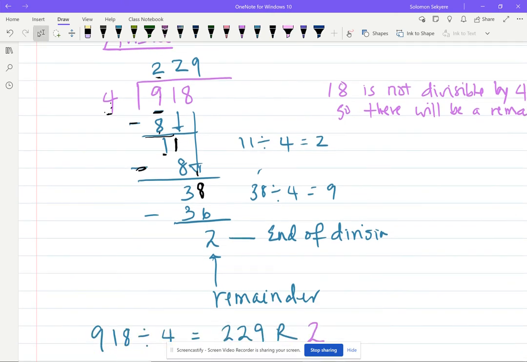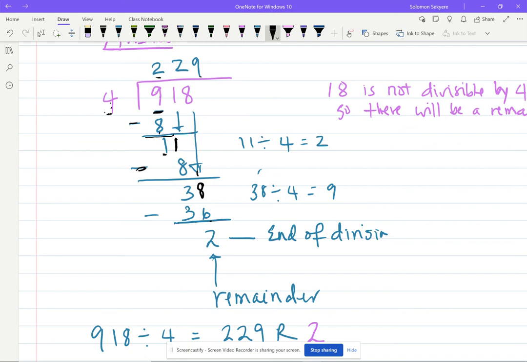38 divided by 4. You count and you realize 4 times 10 is 40, right? You've gone too far. So 4 times 9 is 36. We put a 9 up here. We multiply. We get 36. And then 38 minus 36 is 2.